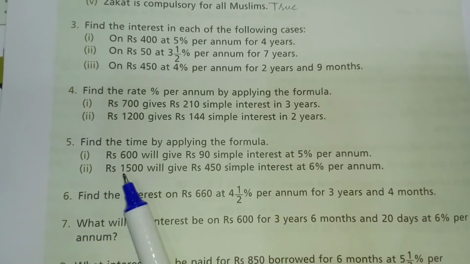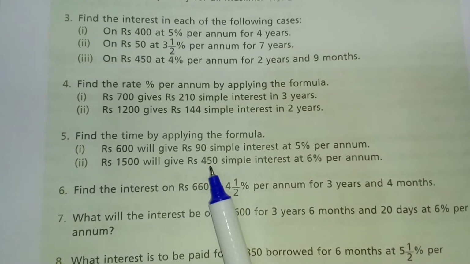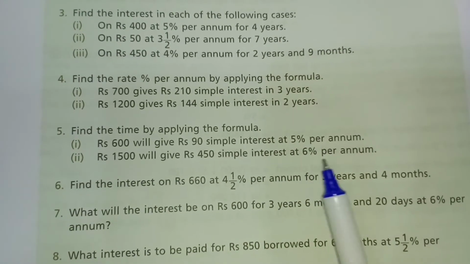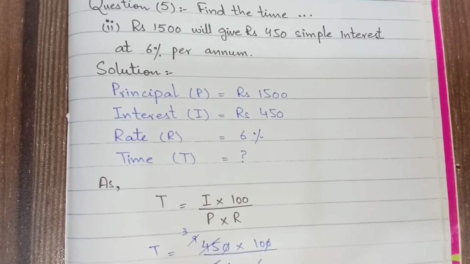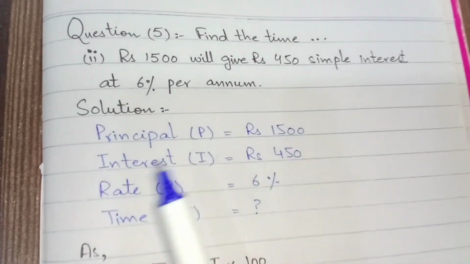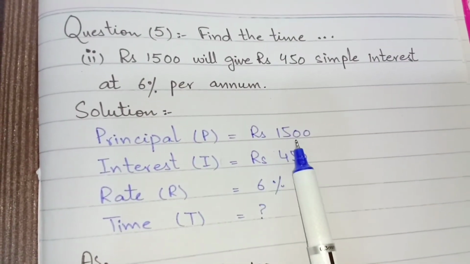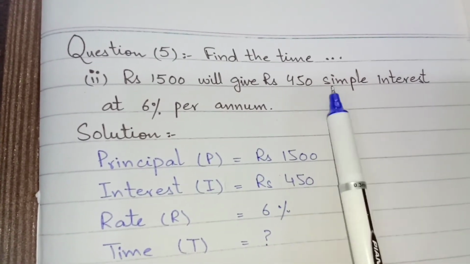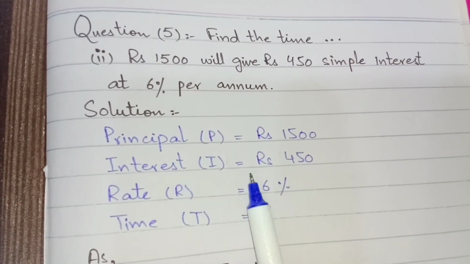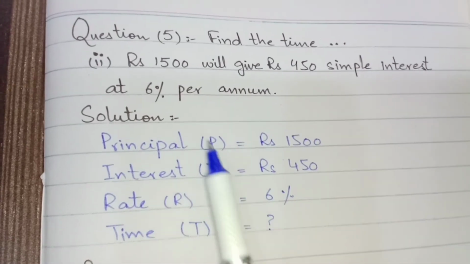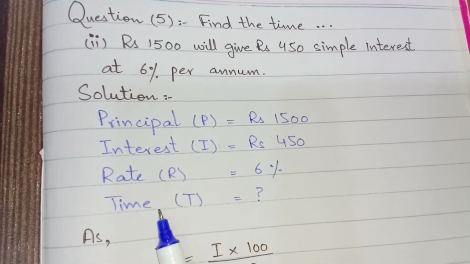And part number 2 is rupees 1500 will give rupees 450 simple interest at 6% per annum. So firstly, we have to write the given values. Principal is given in the question, that is rupees 1500 will give rupees 450 as a simple interest. Then interest is equal to rupees 450. Rate is given in the question, that is 6%, and we have to find the time.